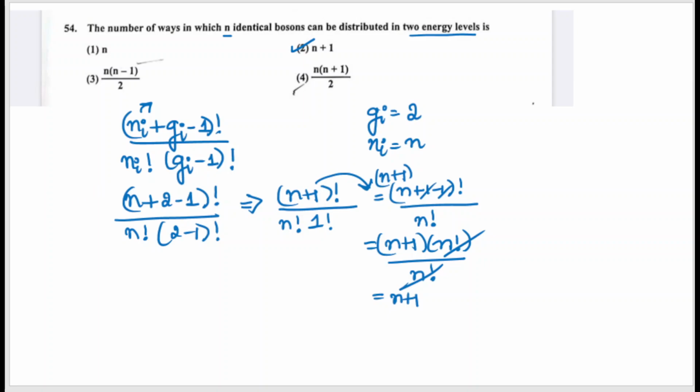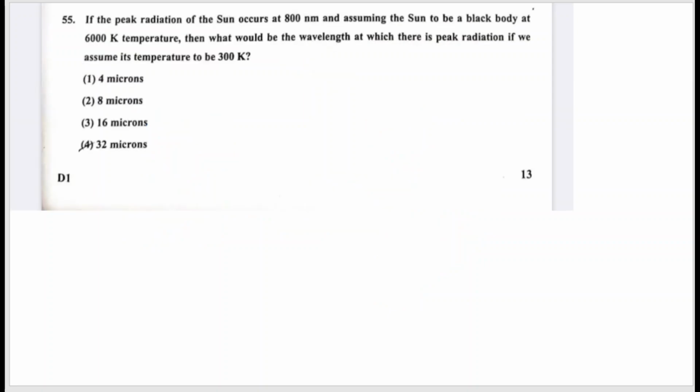Yes. Let us proceed to the next question. We have in the next question, if a peak radiation of the sun occurs at 800 nanometer and assuming the sun to be a black body at 6000 Kelvin temperature, then what would be the wavelength at which there is a peak radiation if we assume the temperature to be 300 Kelvin? It is a very easy question. It is from Wien's displacement law for black body radiation.